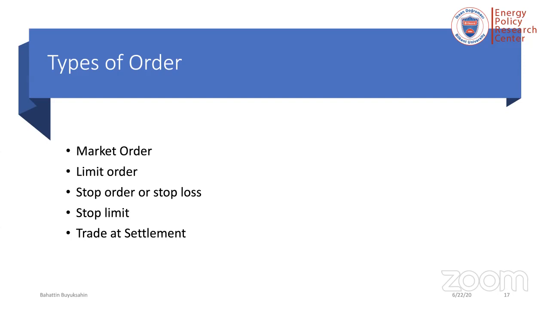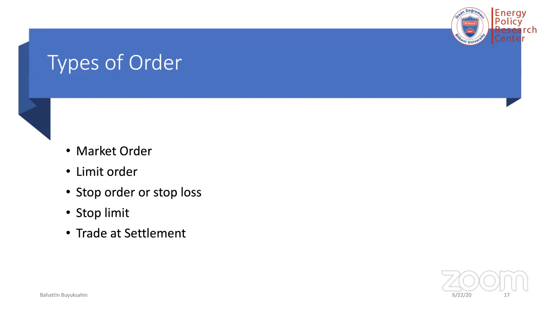Oh, the last one is the trade at settlement. That is very important because you remember on April 23rd, when the WTI price hit minus $37 settlement price, actually it had minus 40 last price or something. This is the price many Chinese investors suffered from, because these are orders for trade at settlement.